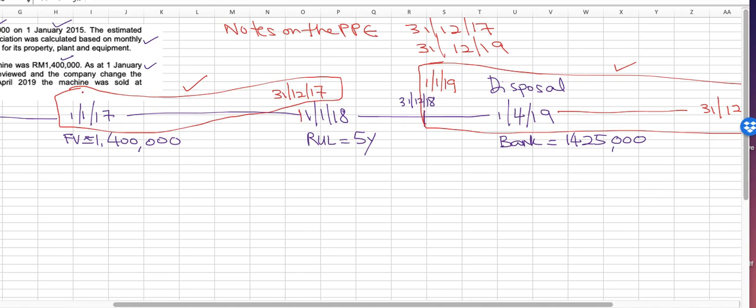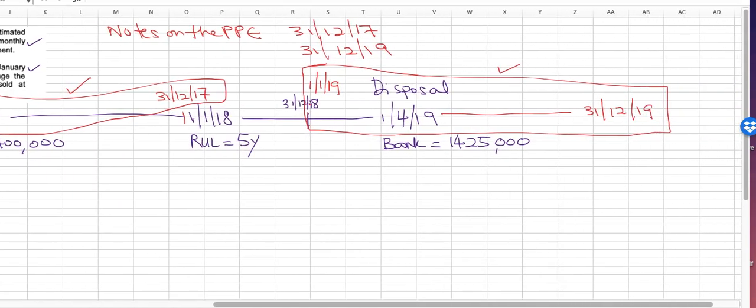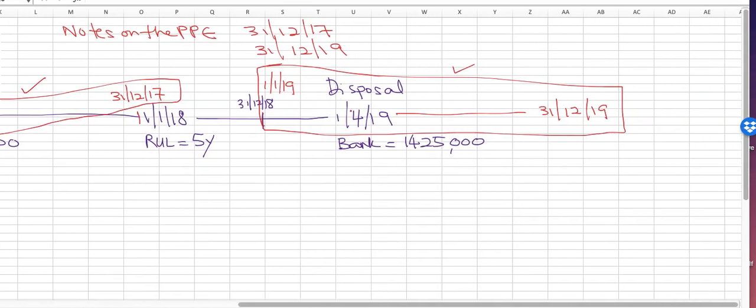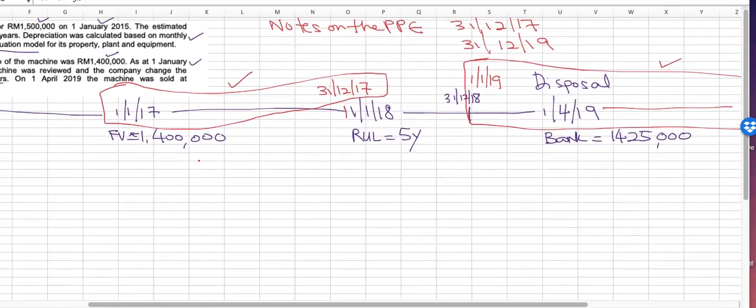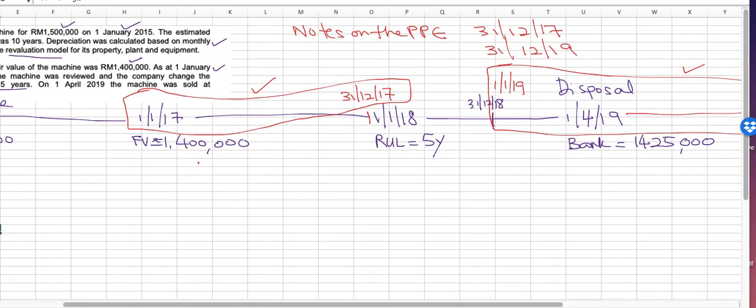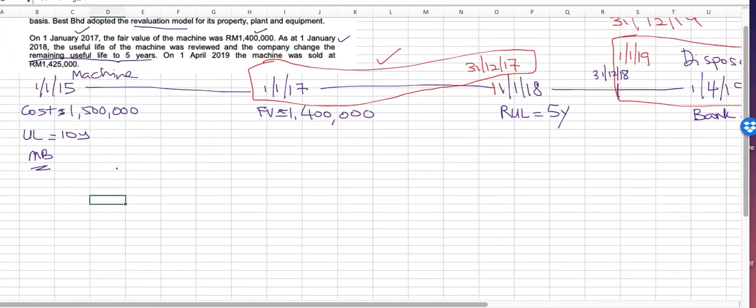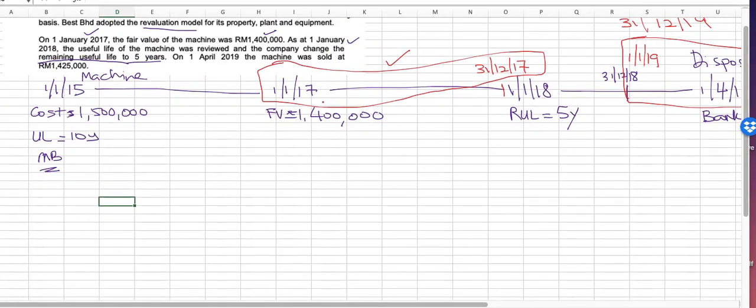Whatever transaction that fall in 2017 between 1st January and 31st December 17, and transaction that fall in 2019, which is start in 1st January 19 to 31st December 19, you have to show that in the notes on the PPE. Okay, so before we can prepare the notes, let's do whatever we need to do based on the information given. So, in 1st January 17, okay, you were given with fair value of 1.4 million. Okay, bagi cantik sikit. Alright.